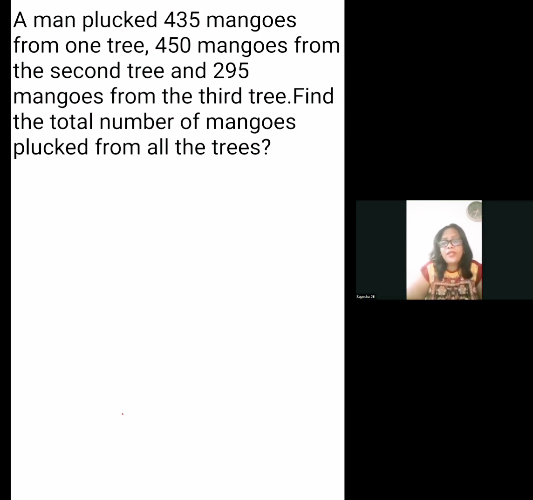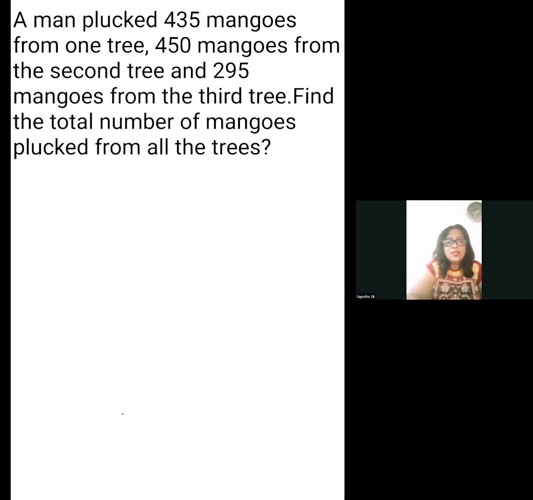So whenever you are finding any total or the sum of a particular thing, then you are going to add those things. That is called addition. So in that, we are going to do an analytical question or a story sum, which is a very simple one I'm starting with. The question says: a man plucked 435 mangoes from one tree, 450 mangoes from the second tree and 295 mangoes from the third tree. Find the total number of mangoes plucked from all the trees.